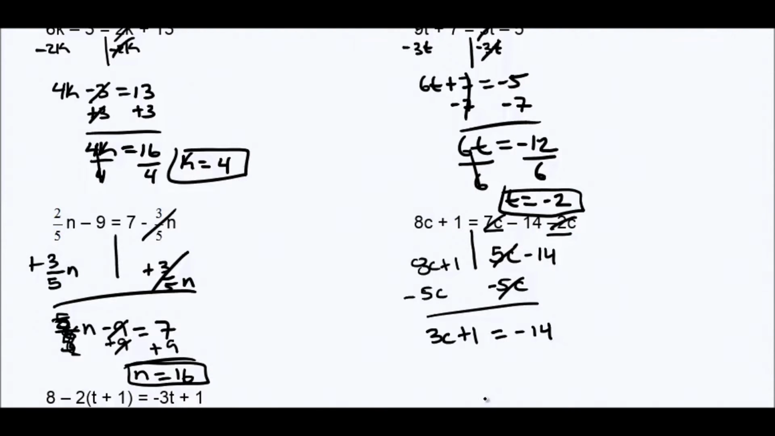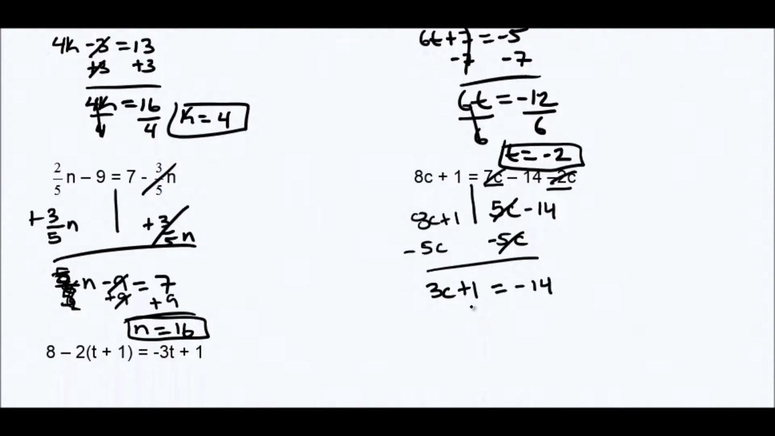Now we have a two-step equation. And on a two-step equation, you always add and subtract before you multiply and divide. To get rid of a positive 1, you combine it with its opposite, which is negative 1. Positive 1, negative 1, 1 minus 1, 0, zeroes out. You're left with 3c is equal to negative 14, and negative 1 is negative 15. I owe 14, I owe 1, altogether I owe $15.